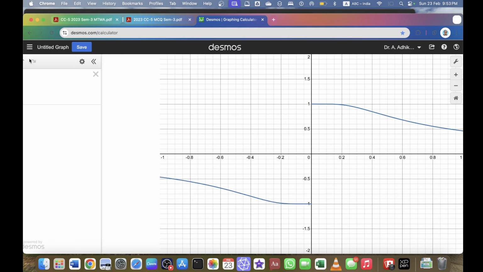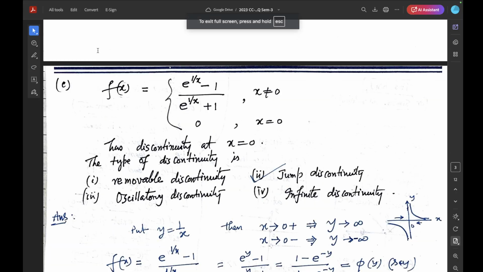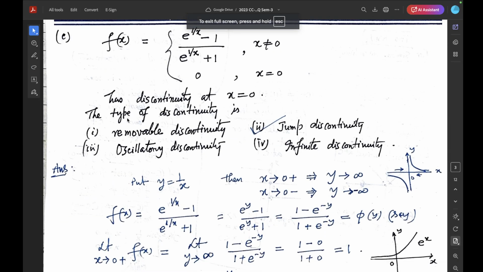for this function, e to the power 1 by x minus 1 whole divided by e to the power 1 by x plus 1. For this graph, the right hand limit is this 1 and the left hand limit is this minus 1. The correct option is 2, jump discontinuity.